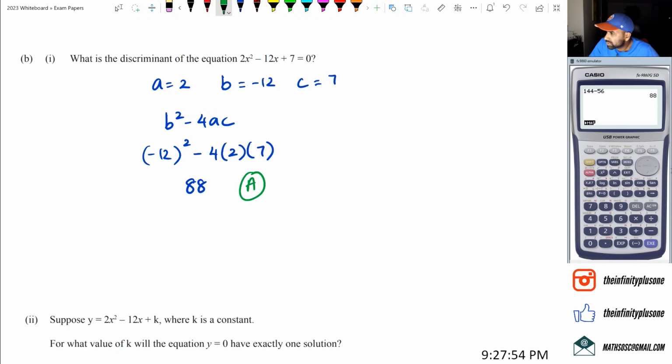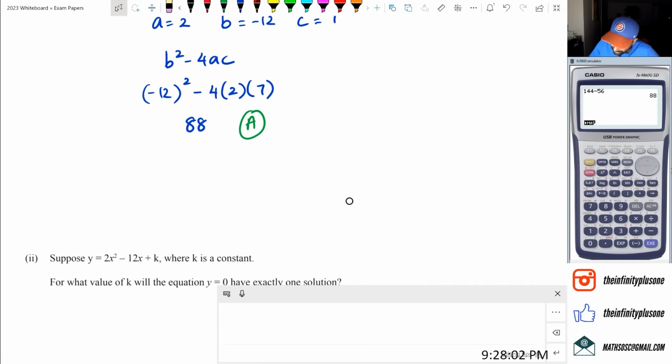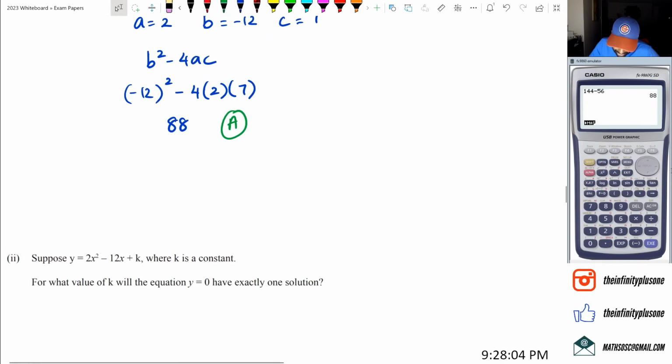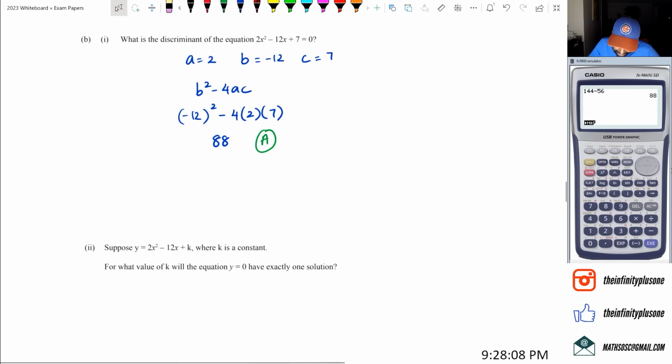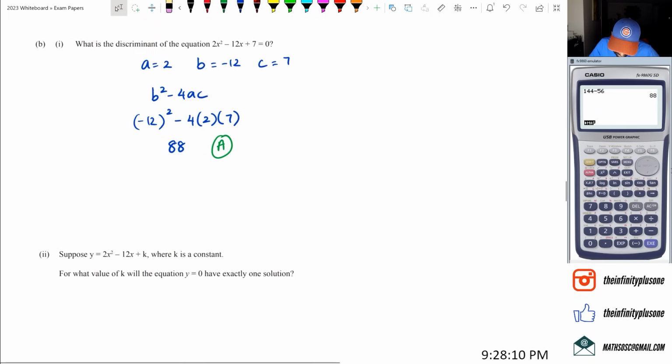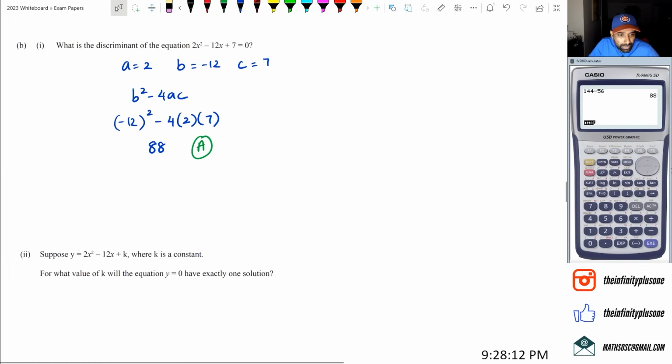Now, weirdly enough, this question is actually a 2-part question. You can get a merit for that next part, and it counts as 1 merit grade, which is a bit strange, but anyway. So we've got the equation y equals 2x squared minus 12x plus k. Find k where the equation y equals 0 has exactly 1 solution.